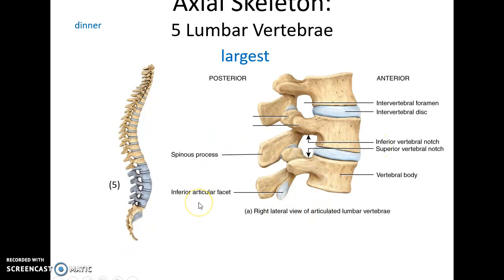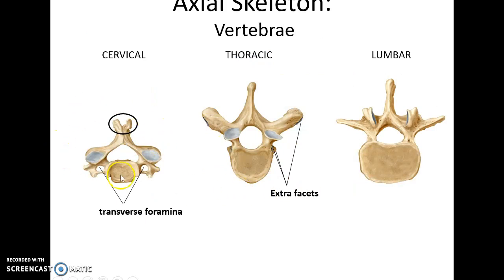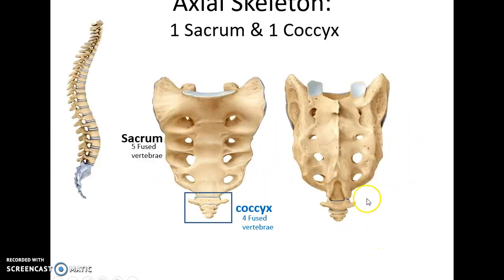The largest of the vertebrae are the lumbar vertebrae, and other than that, they're pretty ordinary. All right, so cervical vertebrae have transverse foramina. Thoracic vertebrae have extra facets. Lumbar vertebrae, big. That's how you tell them apart. Sacrum, again, 5 fused vertebrae, followed by the coccyx or tailbone, which is 4 fused vertebrae.